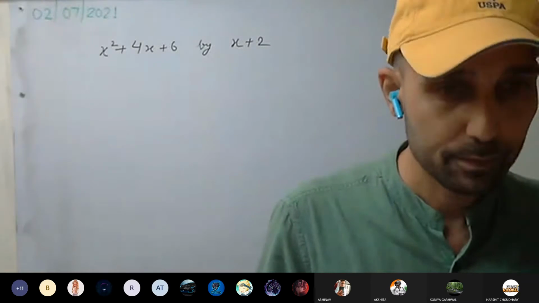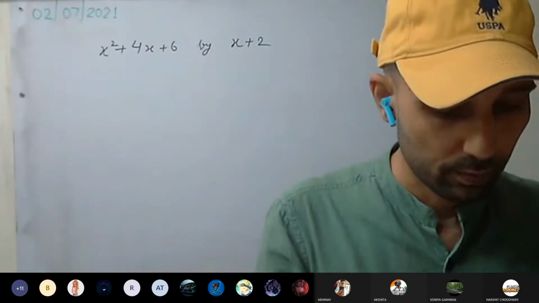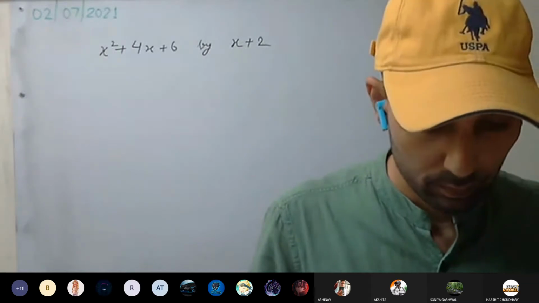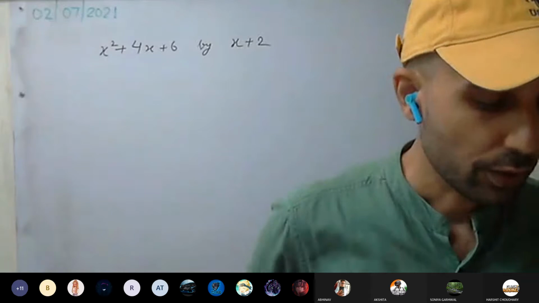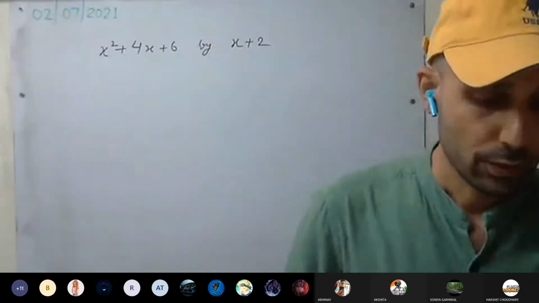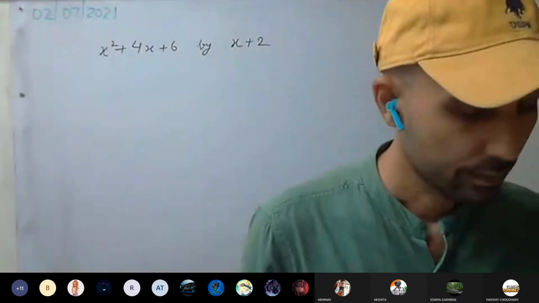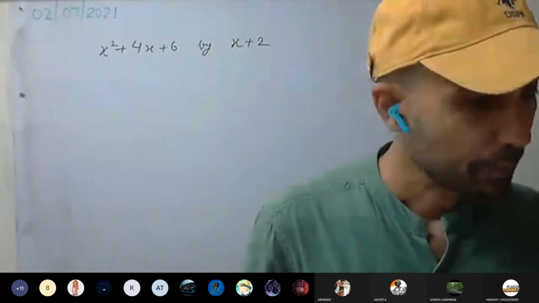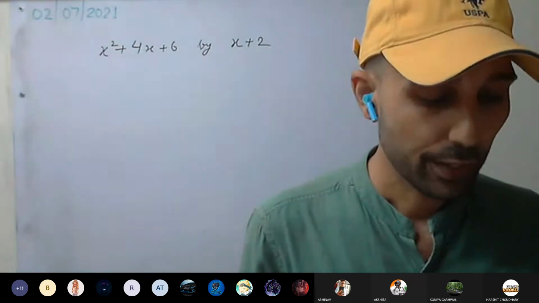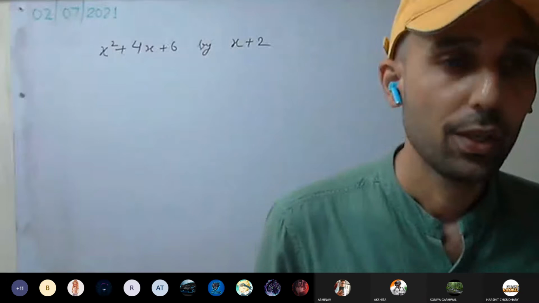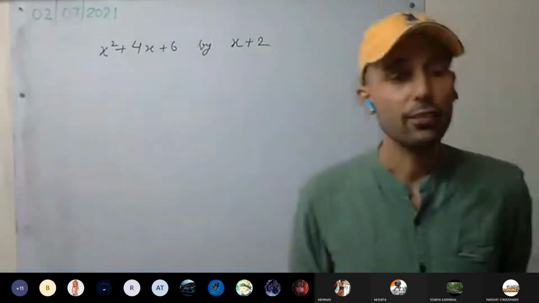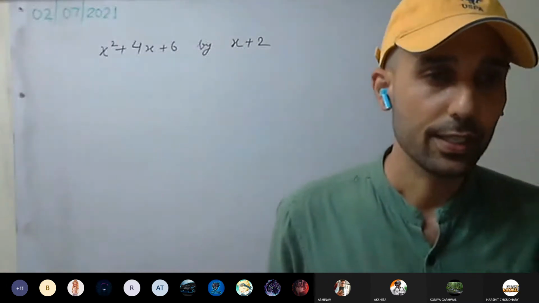Okay, everyone do it. Divide and then verify your answer. We have to verify as well. Do the second one: x square plus 4x plus 6 divided by x plus 2. So first check whether it's in descending order or not. If not, then we have to arrange it and proceed.